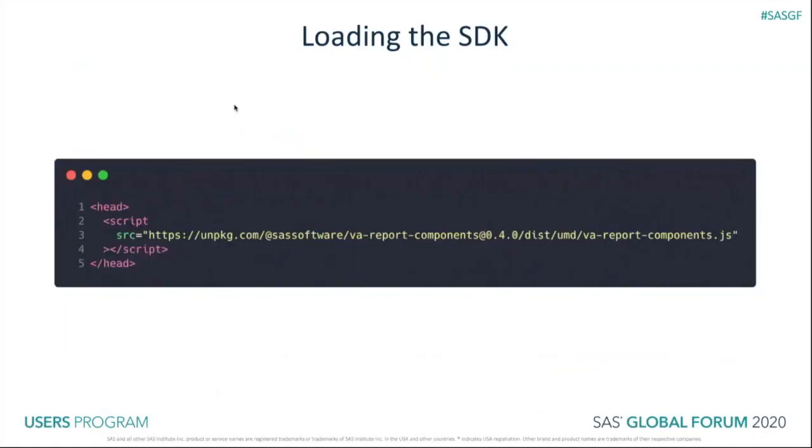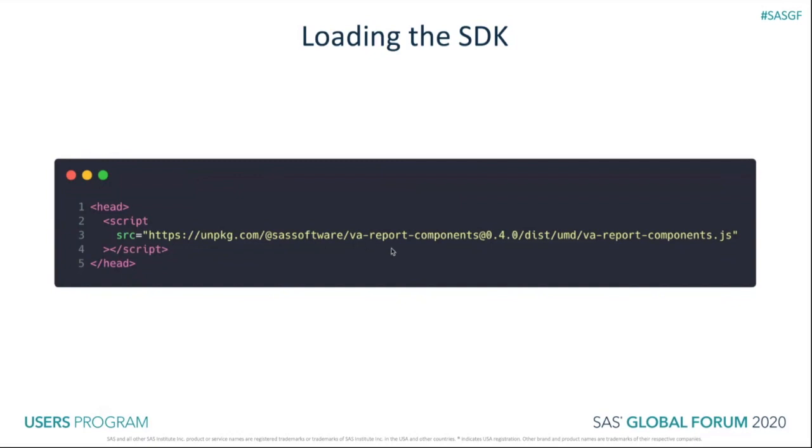So jumping from there, let's get right into the meat of this. And the first thing that I want to show is how to load the SDK. Now, there's really two ways to access the SDK. We publish the SDK out on NPM, which is Node Package Manager. So if you're familiar with JavaScript at all, you're likely familiar with NPM. This is where all third-party modules are published, and there's no difference here with the SDK. Our module is under the namespace SAS software, and the actual module name is VA report components.